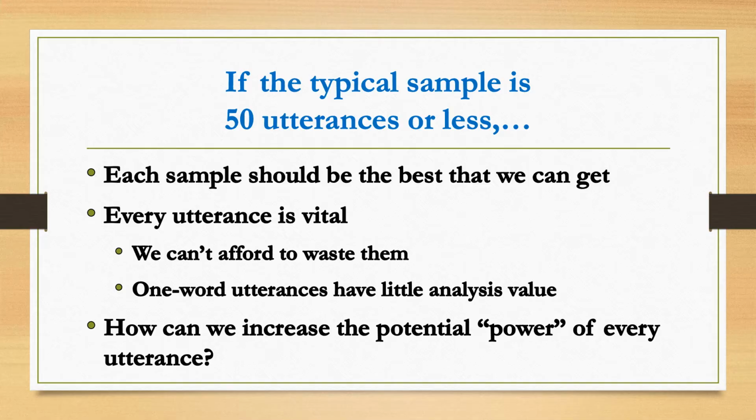If we begin with 50 utterances as our target, we need to enhance those 50 utterances to get the best sample we can. Each utterance becomes important, and we don't want to have what we call empty utterances, consisting of one-word responses that leave us with little to analyze. A SUGAR analysis is morphosyntactic in nature, given that the vast majority of language impairment is of this type. Our task then becomes one of increasing each utterance's potential power.